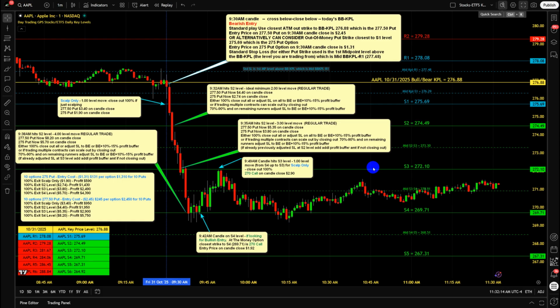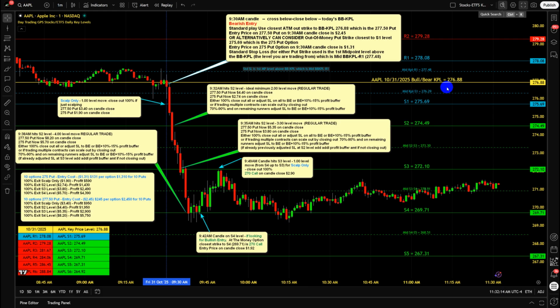The most important level that will be on your chart is this bull bear KPL level. So for Apple stock today, 10/31/2025, that level given by the indicator for today's session is 276.88. So this is the all-important bull bear key price point pivot for today's session. So bullish above this level and bearish below this level. Generally, in about 95% of the sessions that you'll see, this level will be the level that you'll be trading from in the early moments of the session.